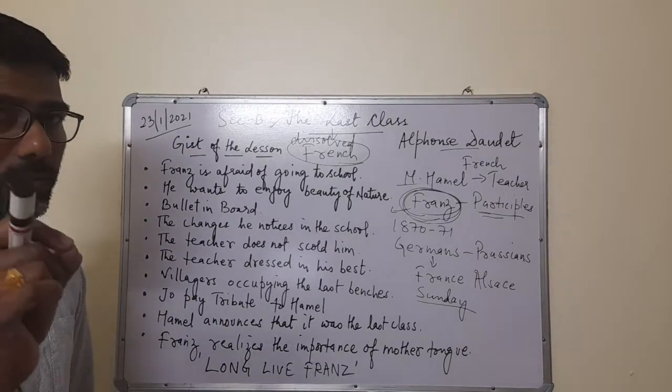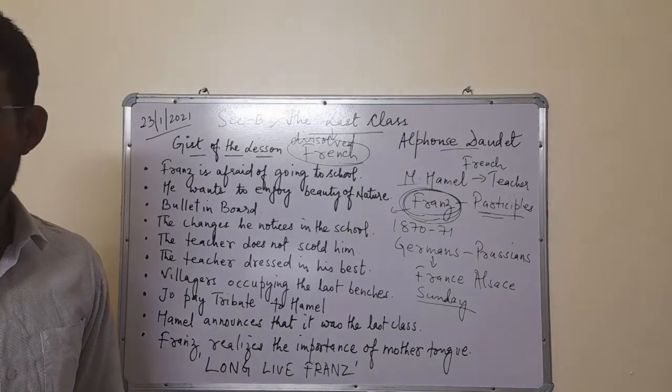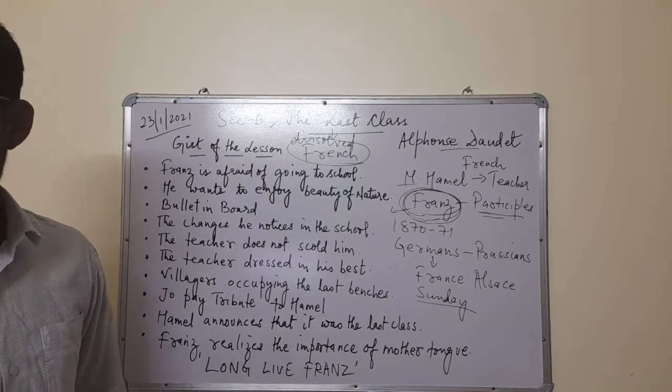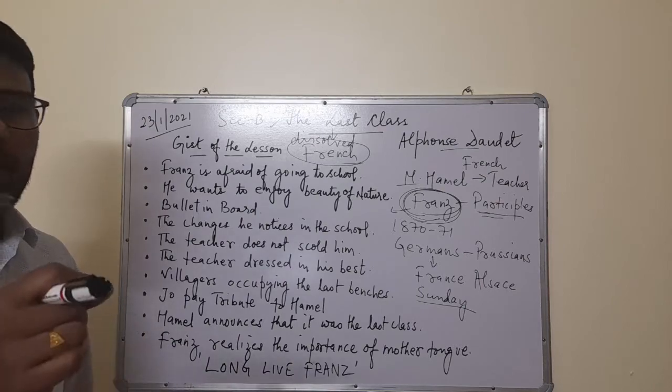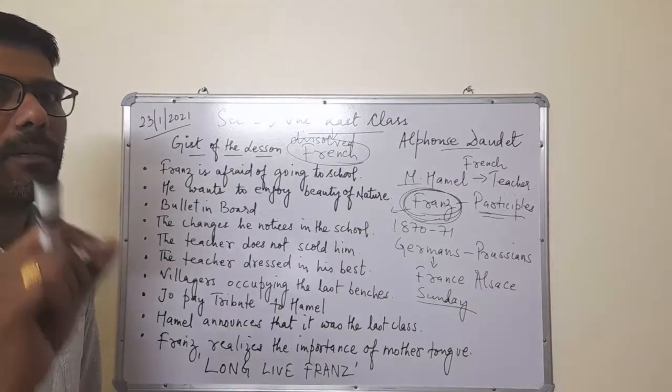You can note down, children, and write also. Lost battles. The drafts and orders of the commanding officers. Right? So all these things were written on the bulletin board, but Franz was not able to read.